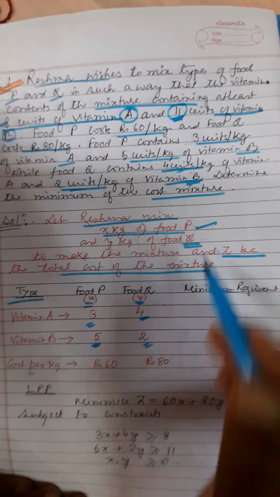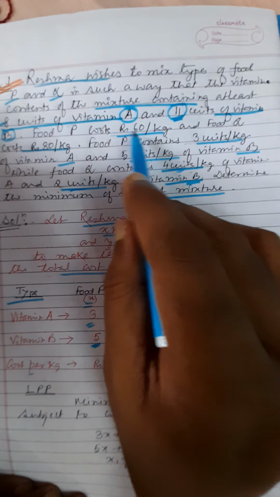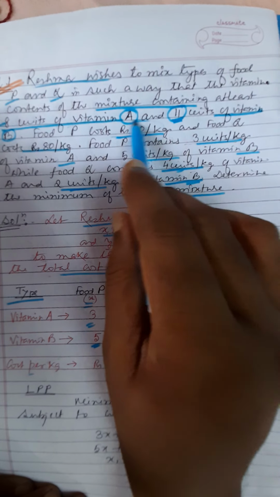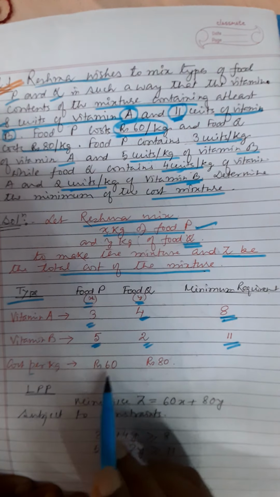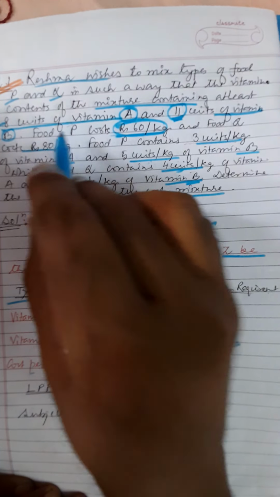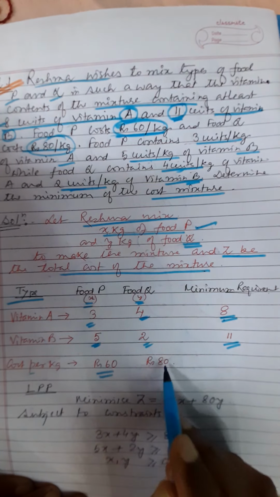And cost per kg is also given. P is 60 per kg, and Q is 80 per kg.